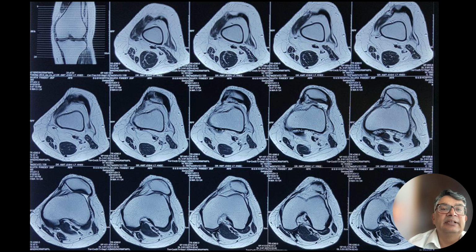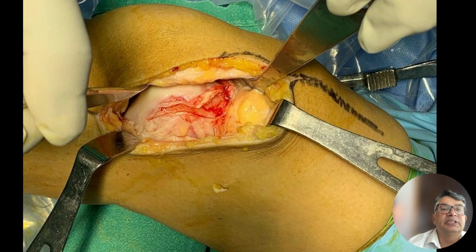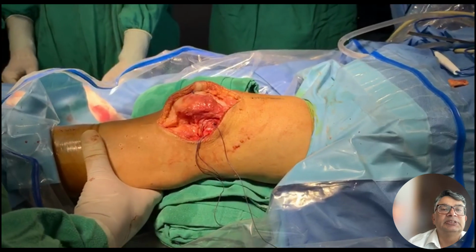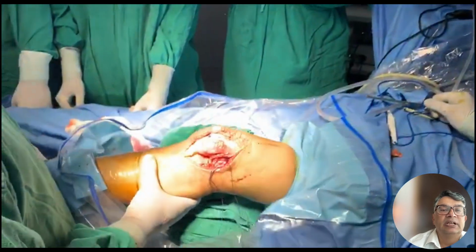This is the CT scan, MRI, and based upon all this examination, we identified that she was having an MPFL tear and trochlear dysplasia type D. So the treatment suggested for her was MPFLR and the trochleoplasty, and that is what she got. I do an open simple trochleoplasty. This is the process of trochleoplasty, and this is at the end of the surgery after MPFL reconstruction and the trochleoplasty.